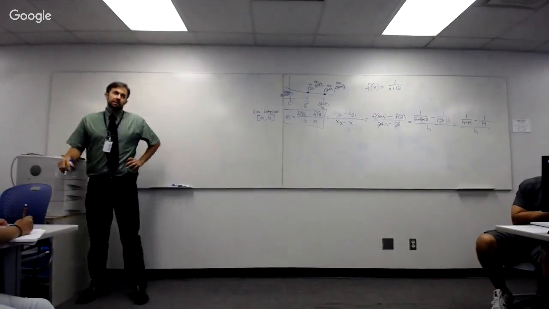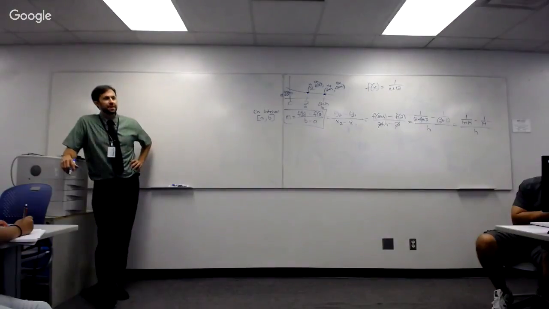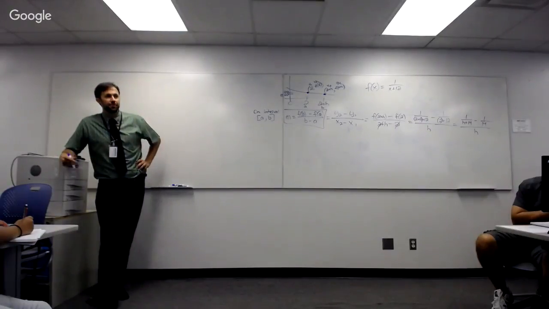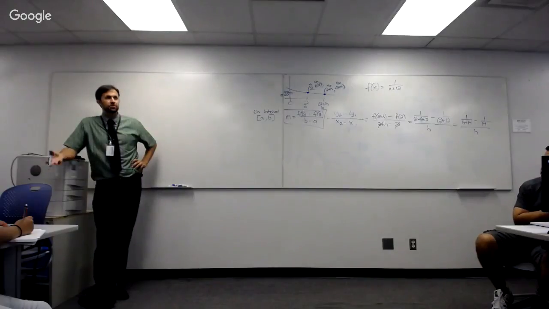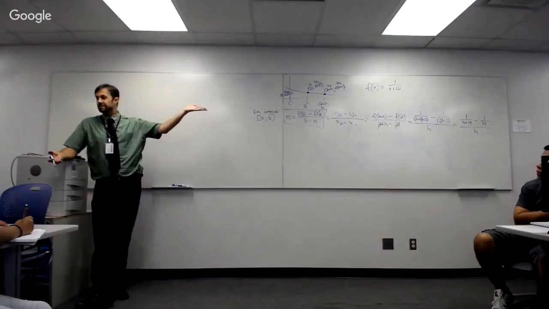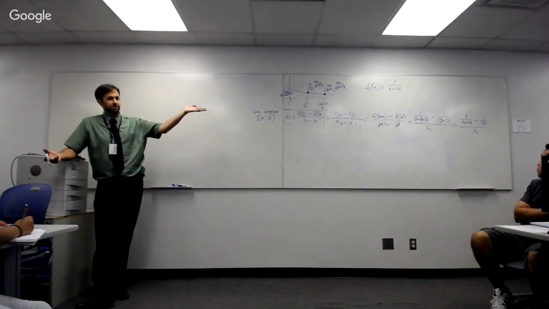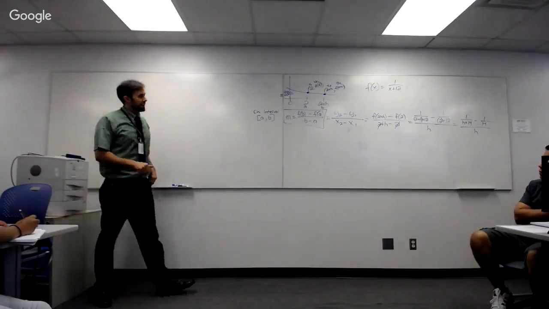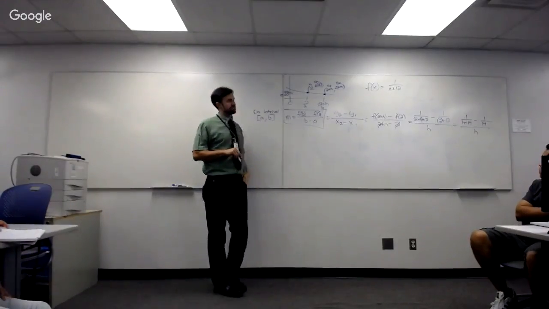There's some good news, bad news right here. They said, find the average rate of change on the interval 2 to 2 plus h. And it says your answer will be an expression involving h. Is that an answer involving h? It is. Okay, however, we're not allowed to leave h in the denominator.